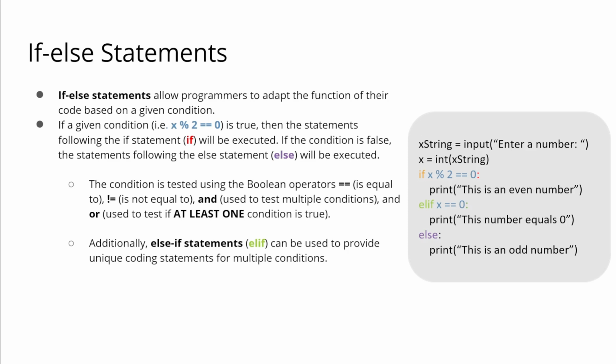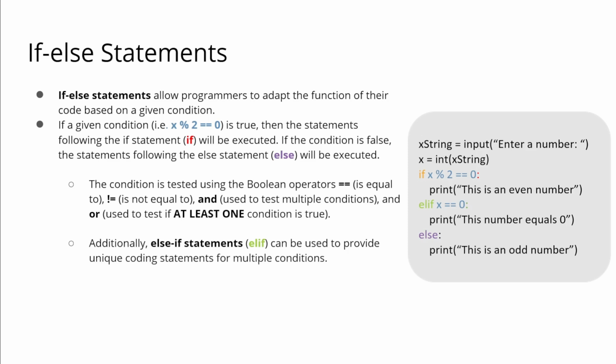So if-else statements allow programmers to adapt the function of their code based on a given condition. Let's say if a given condition, x is divisible by 2, is true, then the statement following the if will be executed. If the condition is false, the statement following the else statement will be executed. The condition is tested using boolean operators such as is equal to or is not equal to, and "and" is used to test multiple conditions, and "or" is used to test if at least one condition is true.